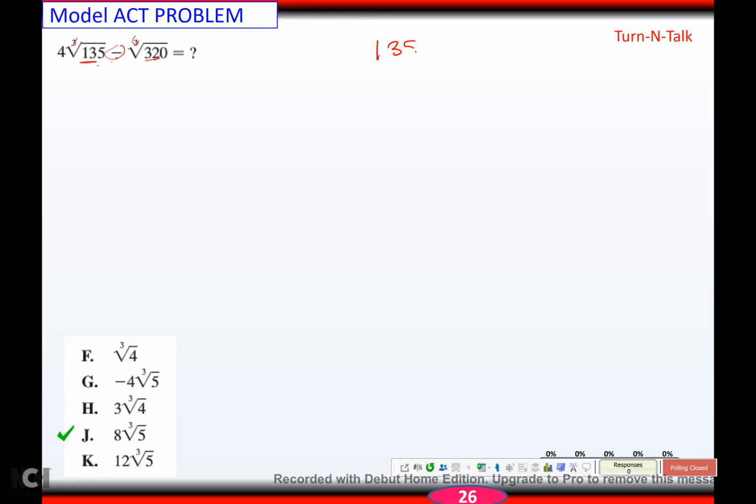So if I take 135 and break it down by primes, divide by 5, I get 27. 5 isn't going to work anymore. By 3 is 9. By 3 is 3. I'm looking for cube roots, so it takes three of the same factor to make a perfect cube. Well, there's 3 3's. 3 times 3 times 3 is 27. The cube root of 27 is 3.